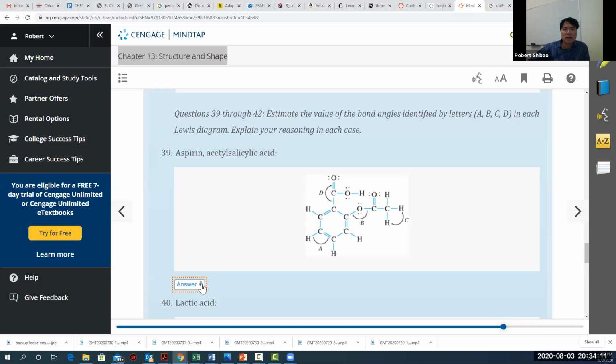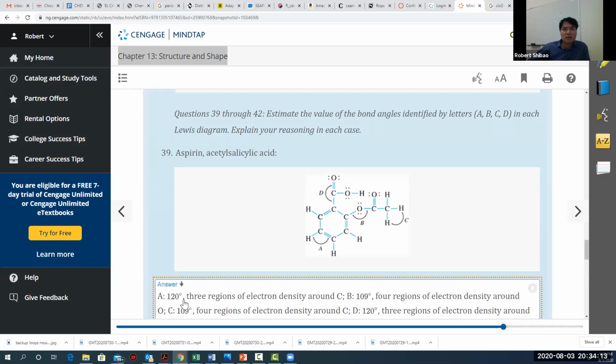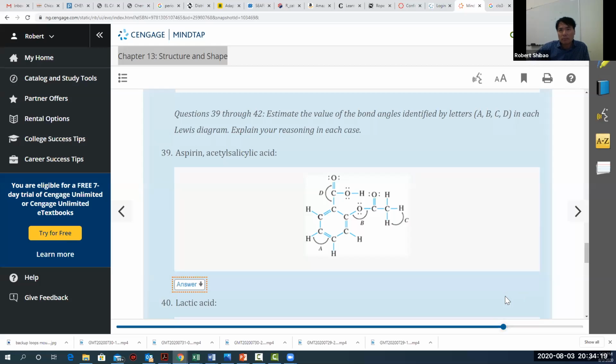So what do they do with A? They didn't do the distorted, just the ideal 120. Let's take a look at B. B is going to be bent. This is tetrahedral EPG, but the MG is bent. Ideal is 109.5. C, this is tetrahedral EPG and tetrahedral MG, so 109.5.